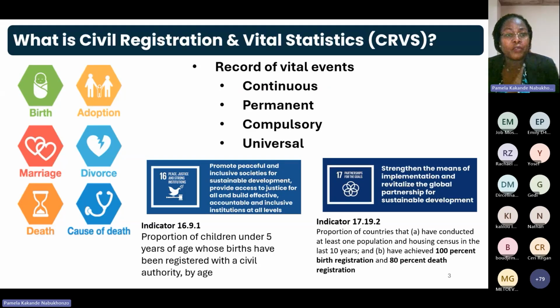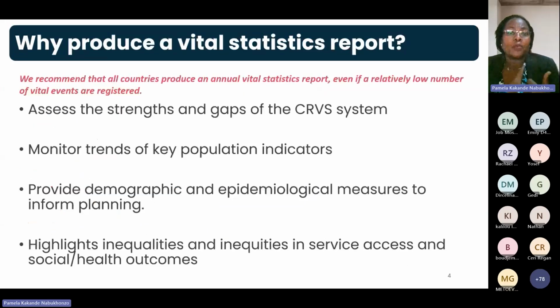So the vital events that we refer to in this context are the birth, adoptions, marriages, divorces, death, and causes of death. So all these are responding to two sustainable development goals, as you can see them on the screen. And to be able to respond to this, that's where we need to produce a vital statistics report. And we recommend that all countries should at least produce an annual vital statistics report, even if the data that they have regarding the vital events is low, or even if the system is not fully complete.